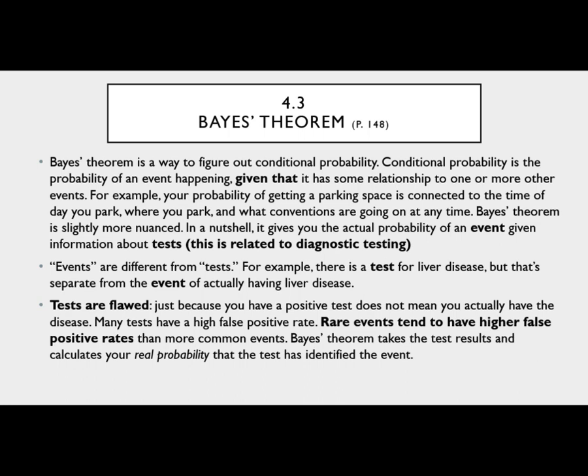Many tests have a high false positive rate. Rare events tend to have higher false positive rates than more common events. Bayes' theorem takes the test results and calculates your real probability that the test has identified the event.